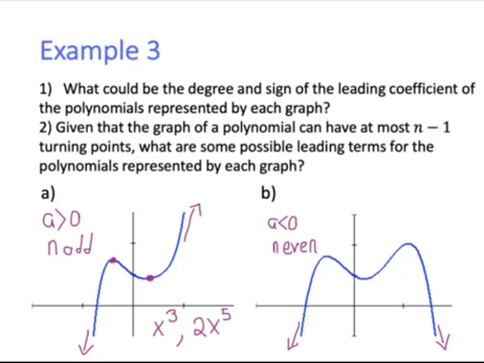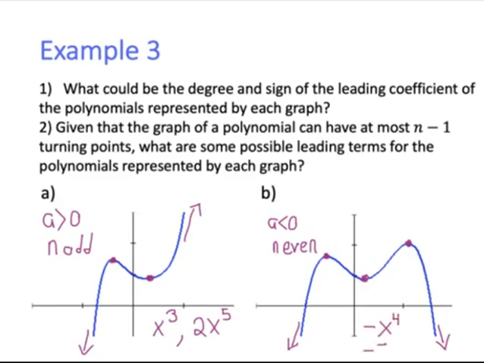Let's look at part B. For part B, we have 1, 2, 3 turning points. Okay, since we have the 3 turning points, we know that we have to have at least 3 plus 1 as our degree. Also, we know that the degree needs to be even and a needs to be less than 0. So one example would be negative x to the 4th.